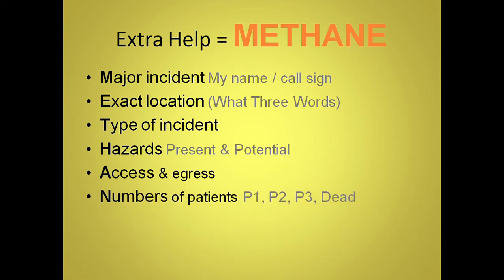Then we think about the numbers of patients. On here we've got the P1, 2 and 3, sometimes quoted as T1, T2 and T3, but this essentially is our priority patients, so high priority through to the P3, which could be the walking wounded, and dead is dead. Unfortunately, we try to do the most for the most patients, and if they are dead on our triage, then we leave them and move on to the critically ill that we can do something for.